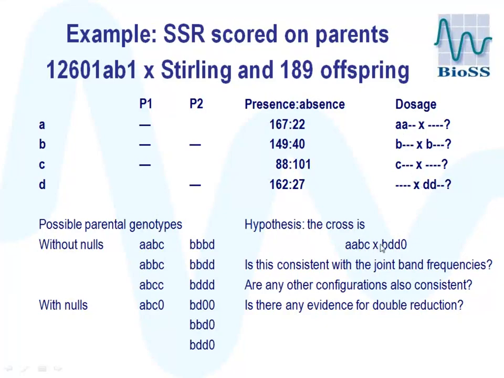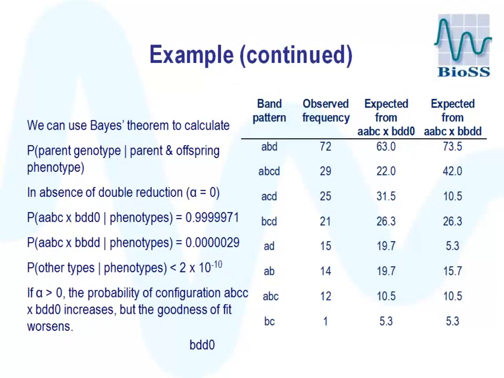So on the basis of this, we've hypothesized that our cross is AABC by BDD null. But that's on the basis of looking at each marker separately. What we want to know is, is that consistent if we look at all the bands together? Or are any other configurations more likely?